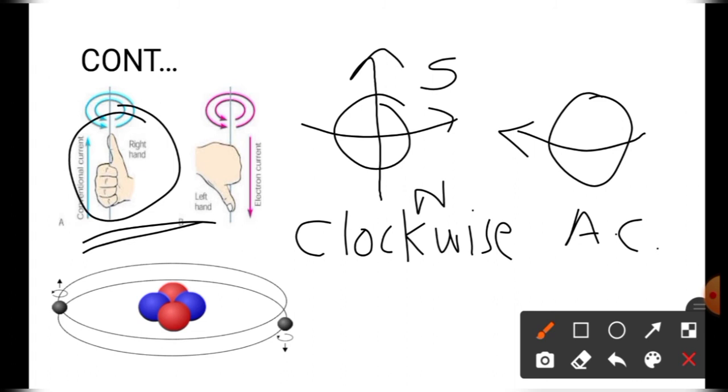Similarly, we can find out the direction of the poles in anticlockwise direction. In second case, curl the finger around the direction of electrons. In second case, direction is anticlockwise. Therefore, thumb is in the downward direction. Similarly, in this case, the direction of arrow is in downward direction, and this arrow indicates south pole and other side indicates north pole.